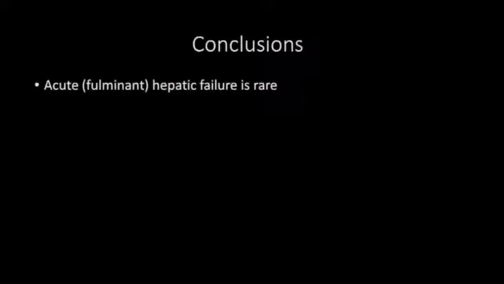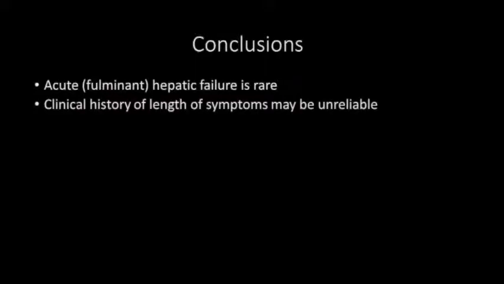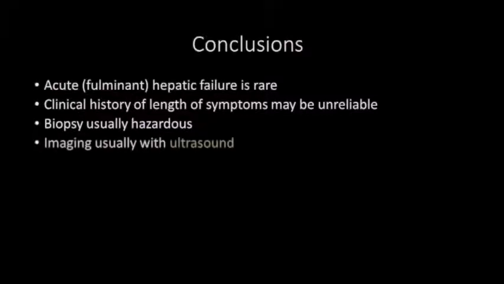So, in conclusion, what have we learned? The entity of acute fulminant liver failure is relatively rare, and depending on where you practice and the center in which you are, you may not see that many cases of it. The clinical history is exceedingly important. We need to know the length of the patient's symptoms. Of course, unfortunately, that may be somewhat unreliable. Biopsy can be performed in these patients and would be very helpful, but is often very hazardous if they have a great coagulopathy.